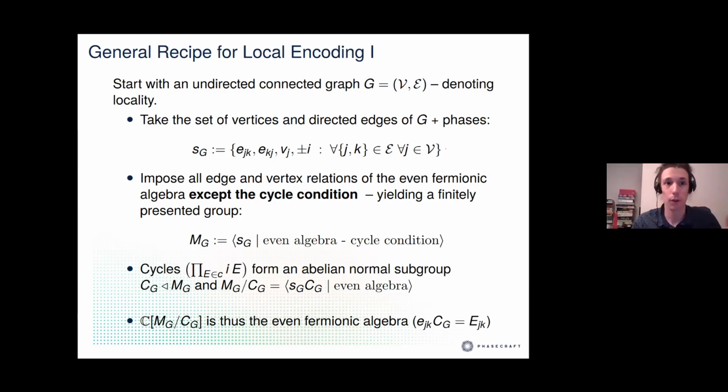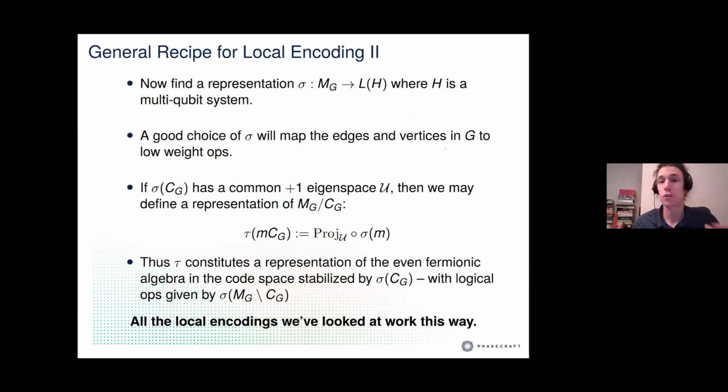Okay, so why is this useful? Well, now what we're going to do is try and find a representation of the even fermionic algebra by first instead finding a representation of this group MG. So this representation sigma maps MG into qubit operators. And a good choice of this representation will map the edges and vertices in the graph to low weight operators.